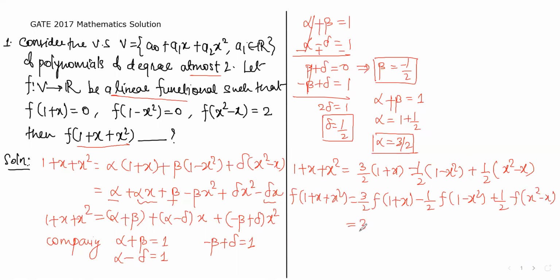And to be fair to us, the GATE authorities have given these values to be 0, and f of 1 minus x square is again 0, and this is half times f of x square minus x, which is 2. And we get a nice equation that gives me 2. So the answer is 2. Well, let's go for the next one.